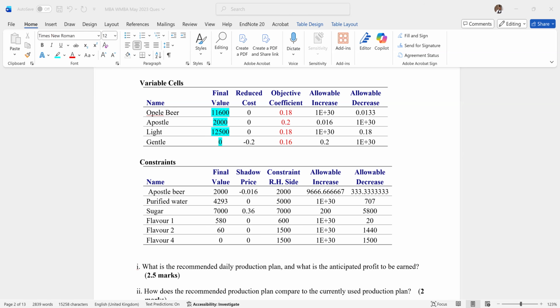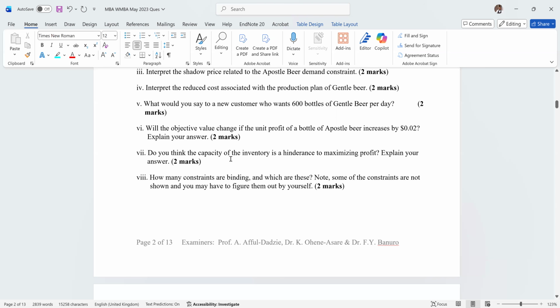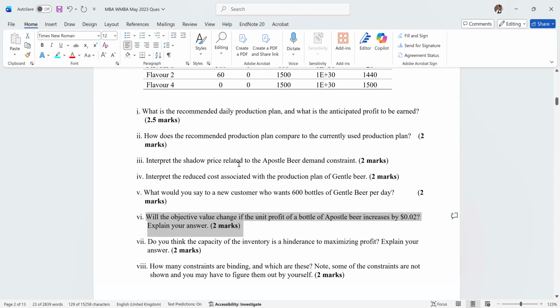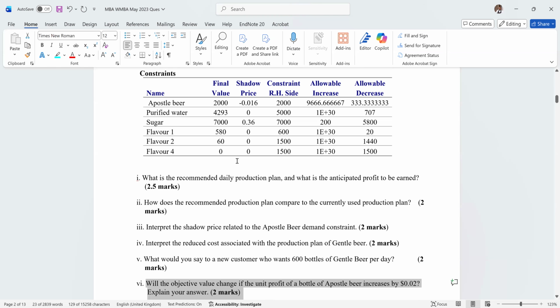Okay, then we look at the final question there. Would the objective value change if the unit profit of a bottle of Apostle beer increases by 0.02? If a unit bottle of Apostle beer increases by 0.02, would the objective function change?